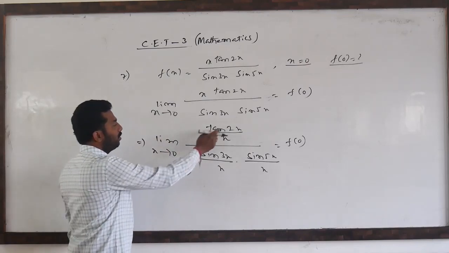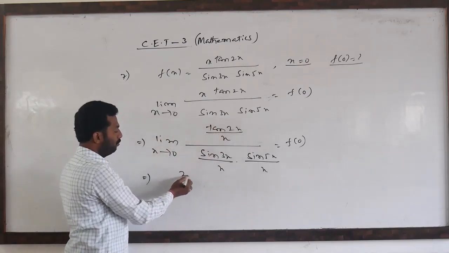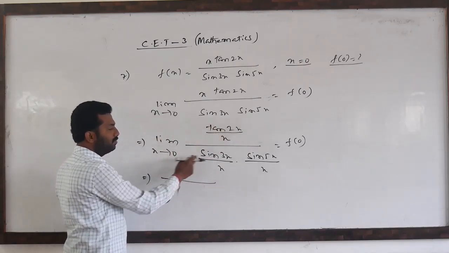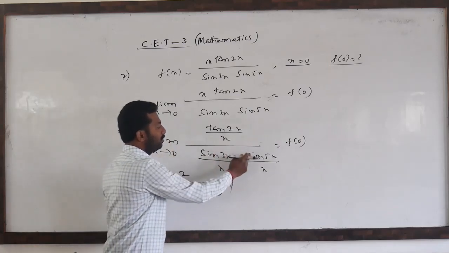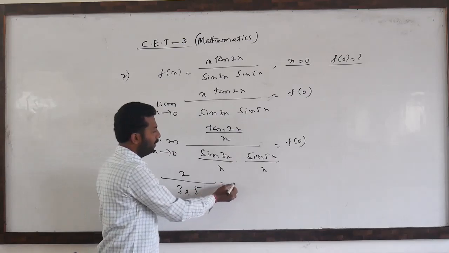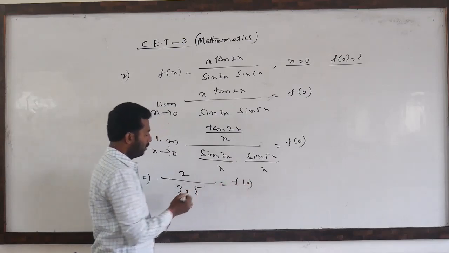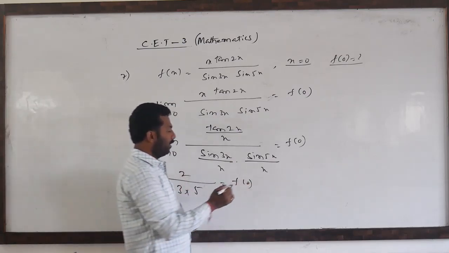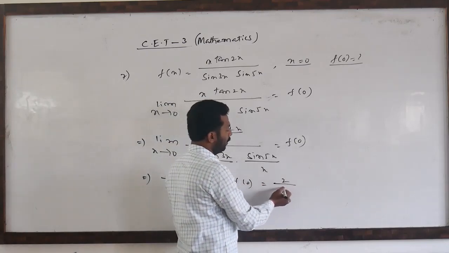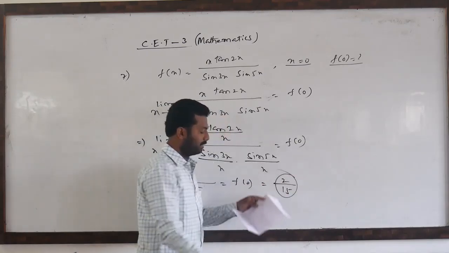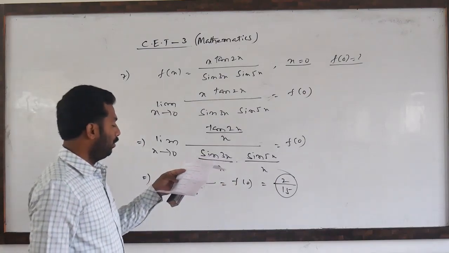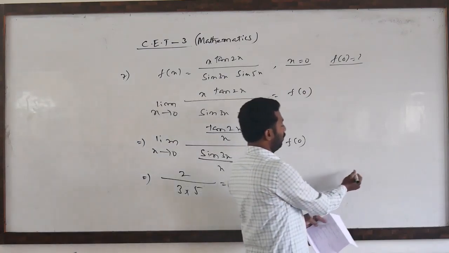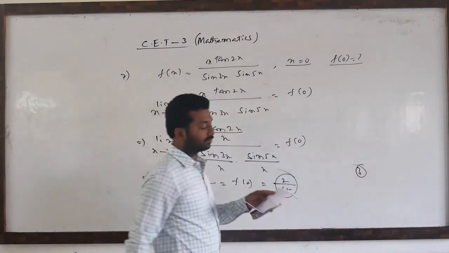So what do we get? The limit as x tends to 0 of tan 2x by x is 2. The limit of sin 3x by x is 3. The limit of sin 5x by x is 5. That is f of 0, which is 2 divided by 15. See the answers: 2 divided by 15 means the third option.